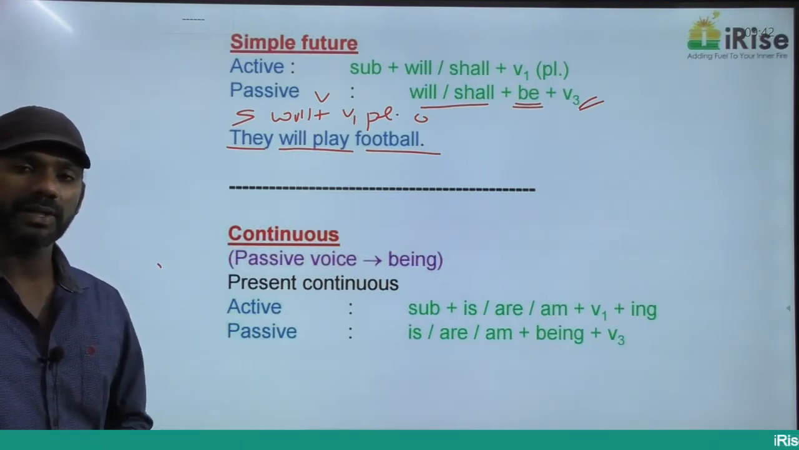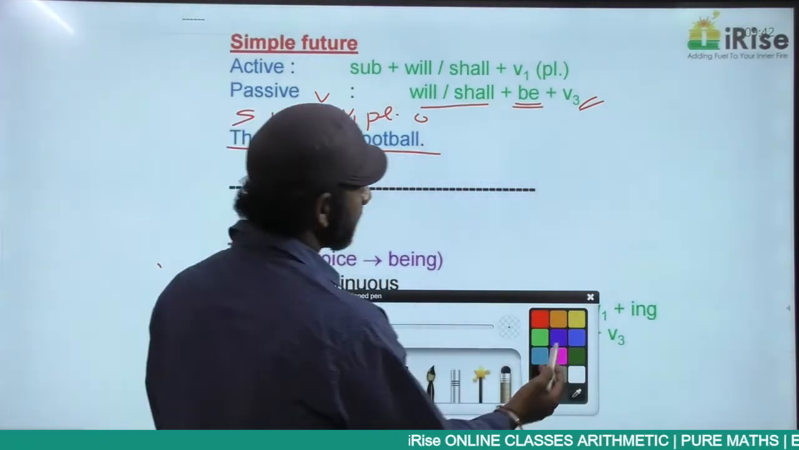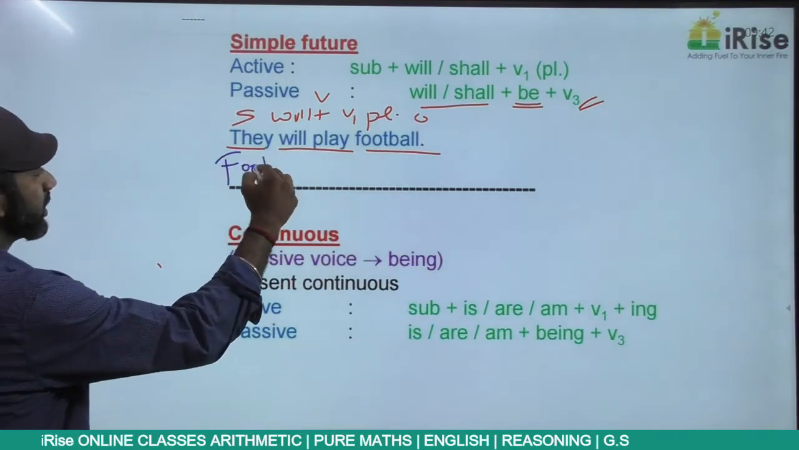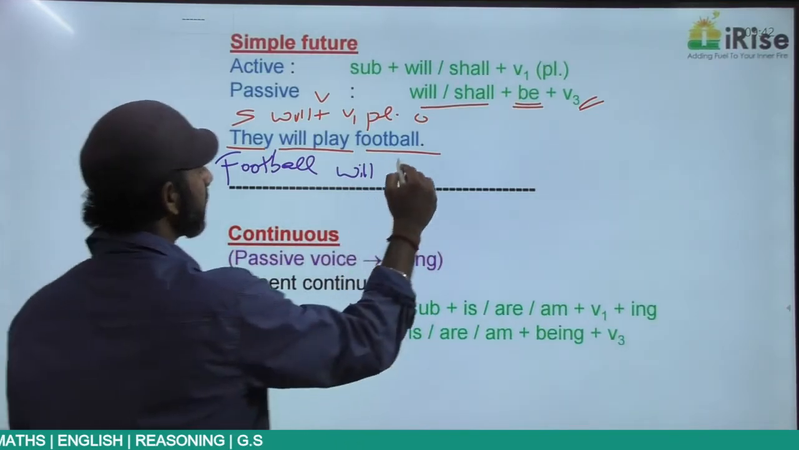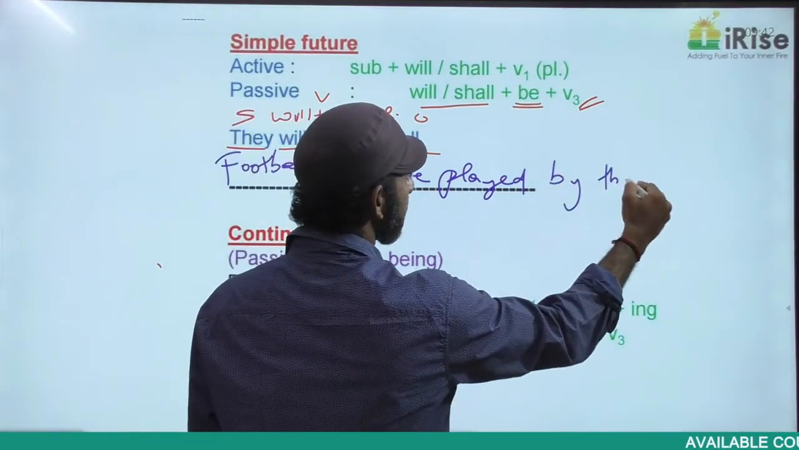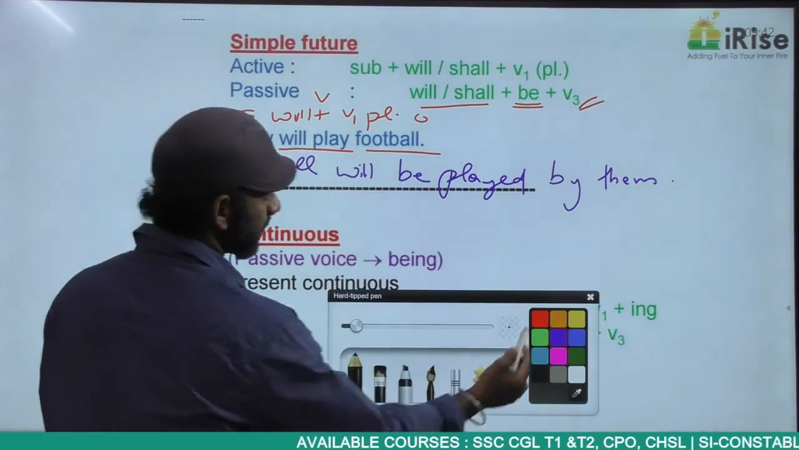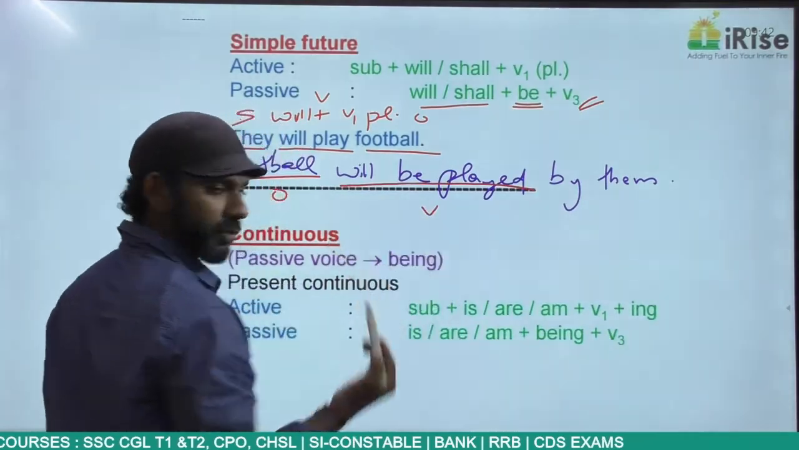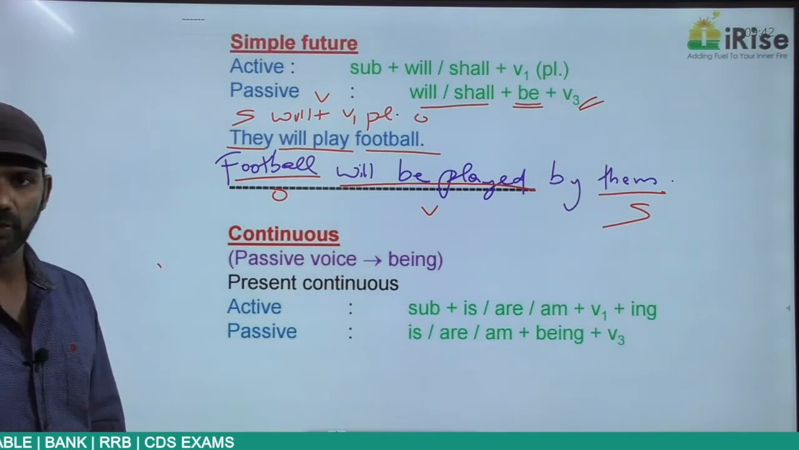In the passive voice also it must be in the simple future tense. The same idea in the passive voice becomes football will be, will or shall, anything is fine, played by them. Football will be played by them. Football is the object here. Will be played is the verb here. Them is the subject here. Object, verb, subject: passive voice.